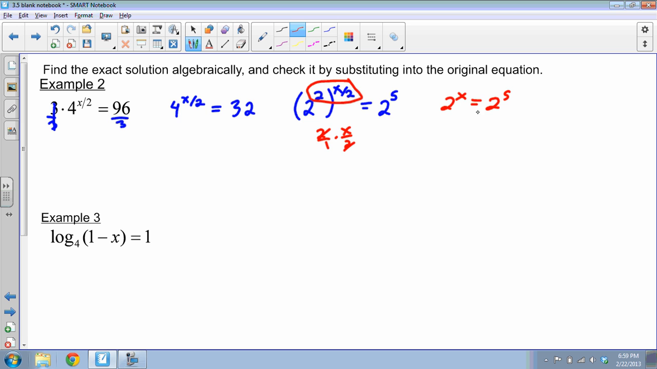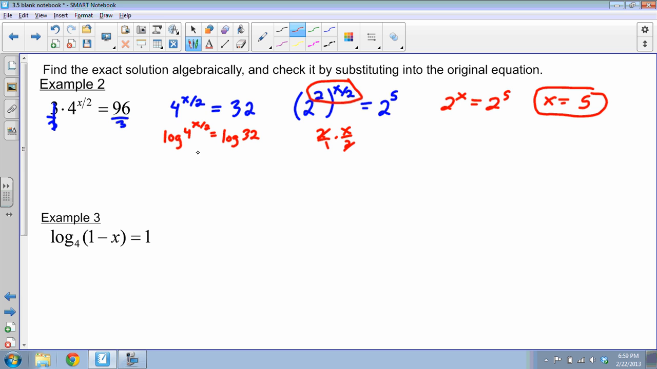By that same property that we used last time, we have 2 to some power equals 2 to some power, so those have to be equal. So x should equal 5. The other way that we could have done it, if we didn't realize that we could write these both as 2 to some power, is to use natural logarithms or common logarithms, whatever we want to. We take the log of each side of this and work with it that way.